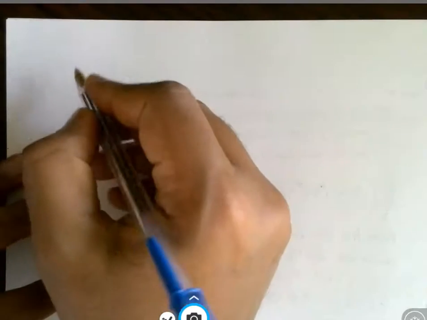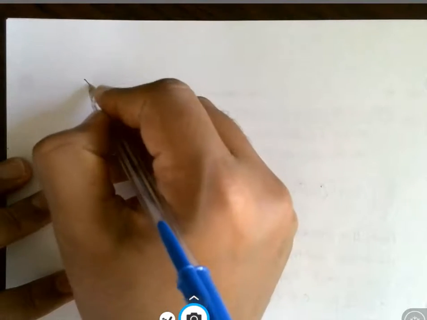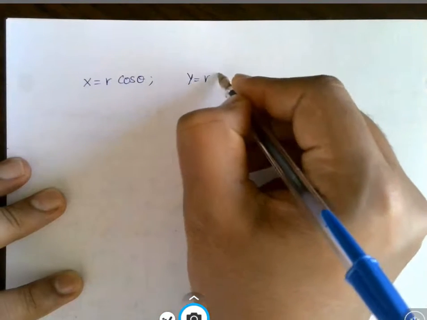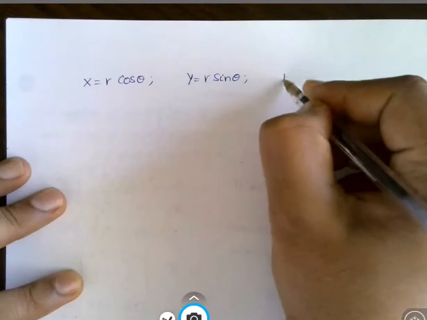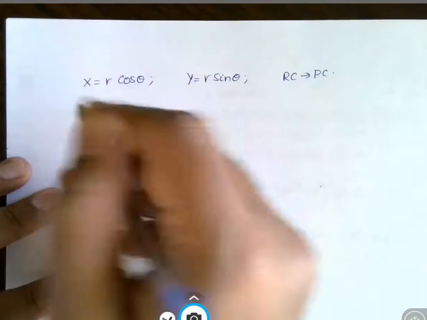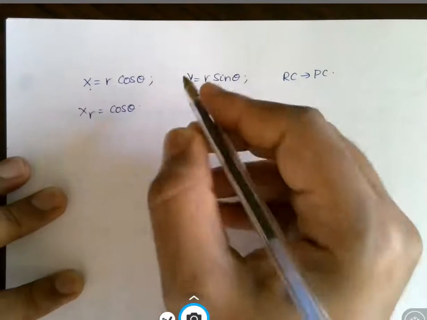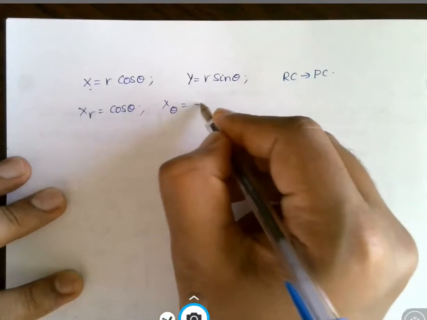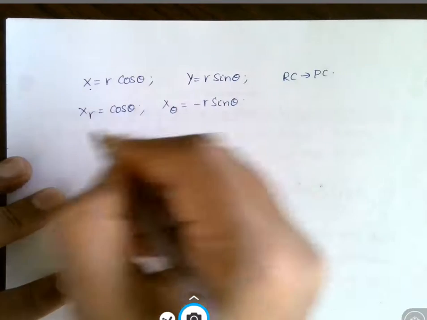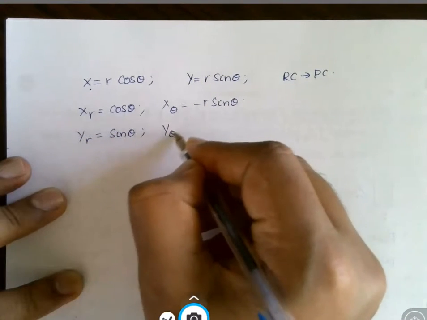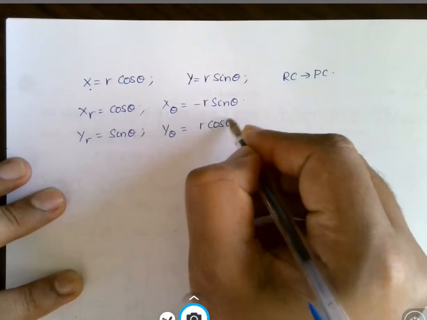Now let me also show you something. When you move from rectangular to polar, you have x equals r cosine theta and y equals r sine theta, right? So that means you're moving from rectangular to polar coordinates. If you find x_r, that is going to be cosine theta, the derivative of x with respect to r. Then x_theta is going to be negative r sine theta, y_r is going to be sine theta, and y_theta is going to be r cosine theta, right?